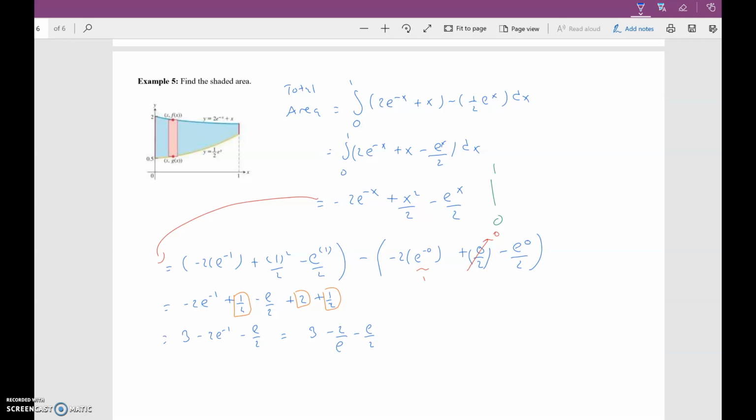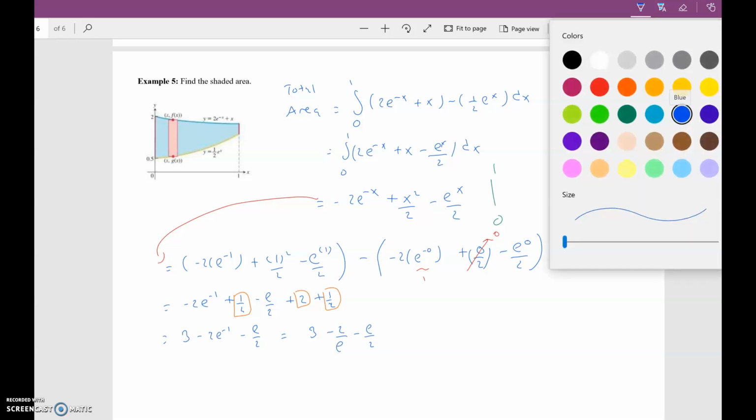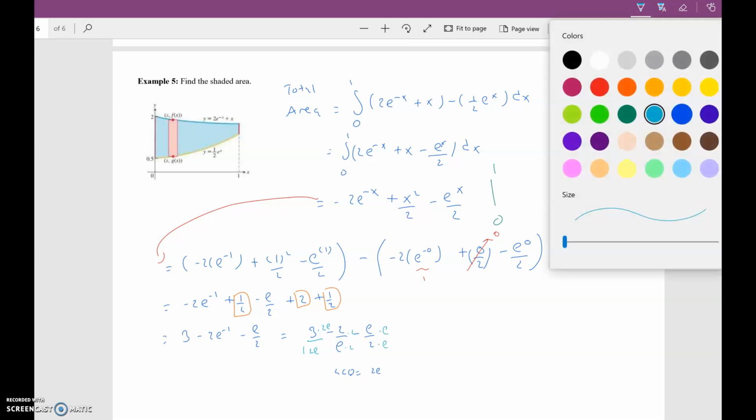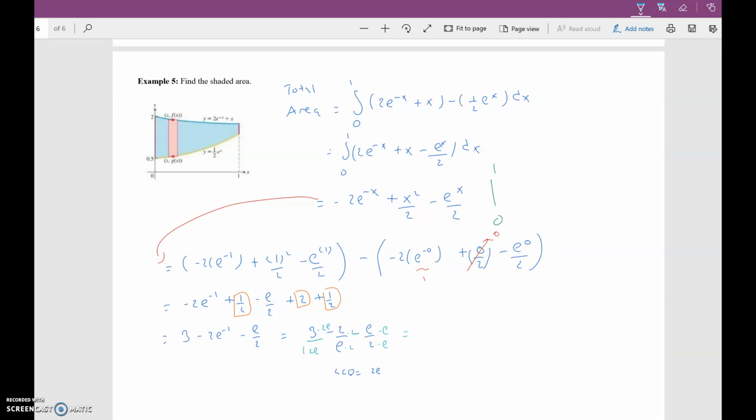And here, if we were to get an LCD, just to express it as a fraction, our LCD is going to be 2e. So let me multiply the first one times 2e, this one times 2 times 2, and this one times e times e. Just to express it as an exact fraction, this is going to be 6e minus 4 minus e^2, divided by 2e. And let me punch it into the calculator to see how much that's going to give us.